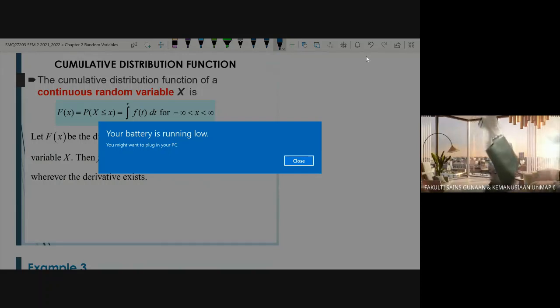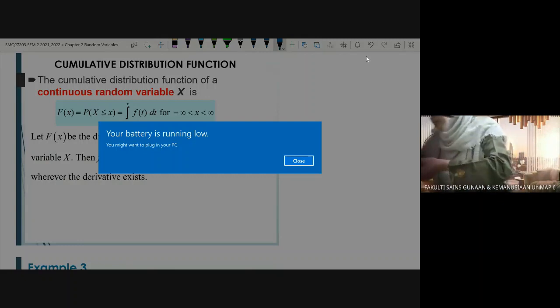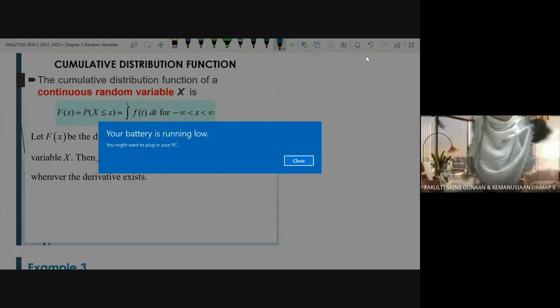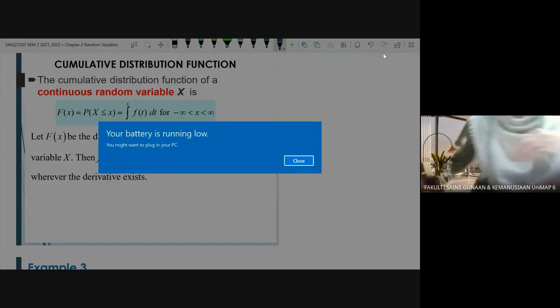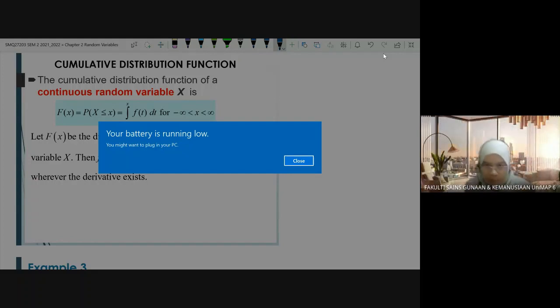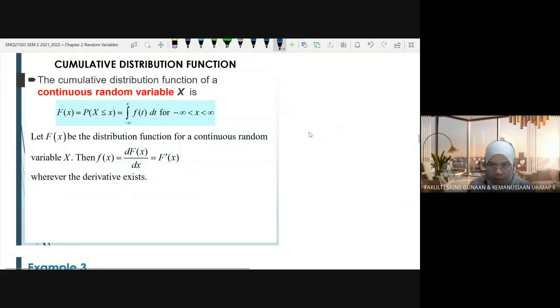hold on. I got so many wires on my table.